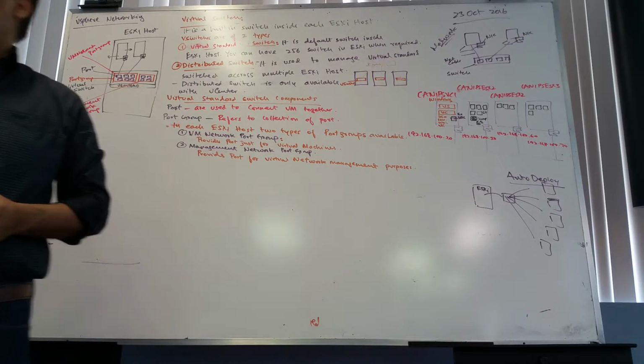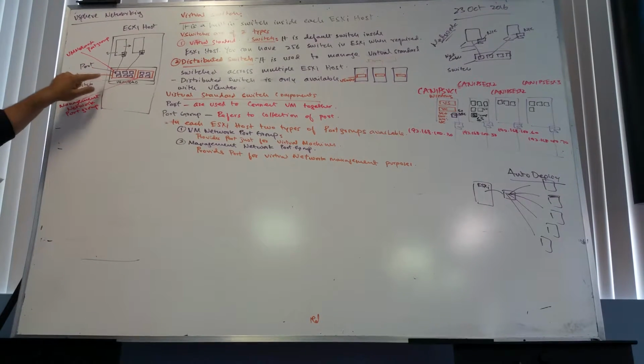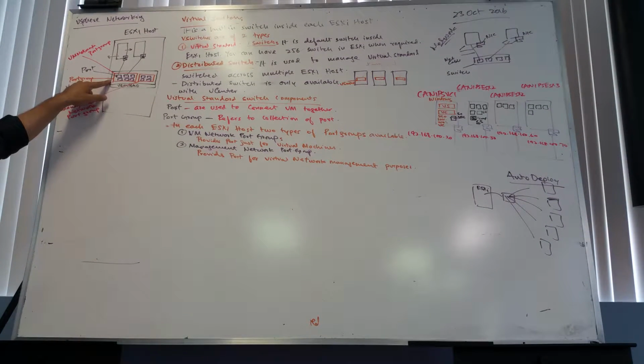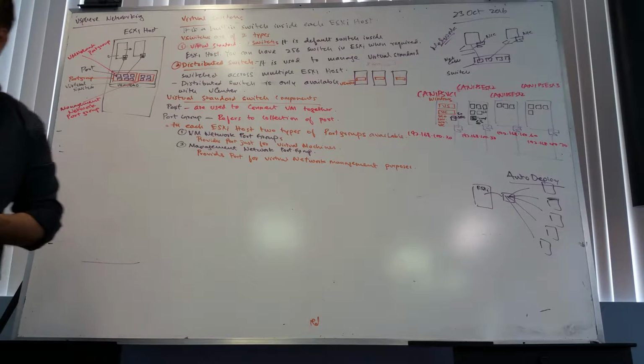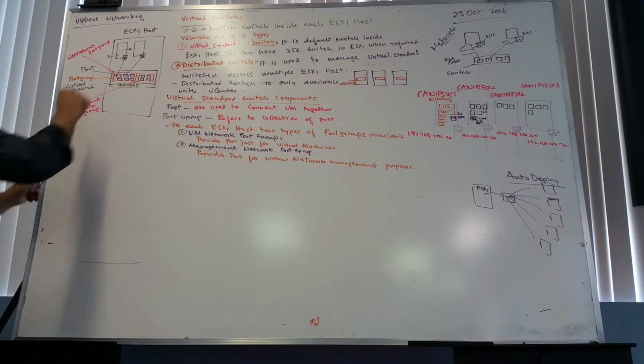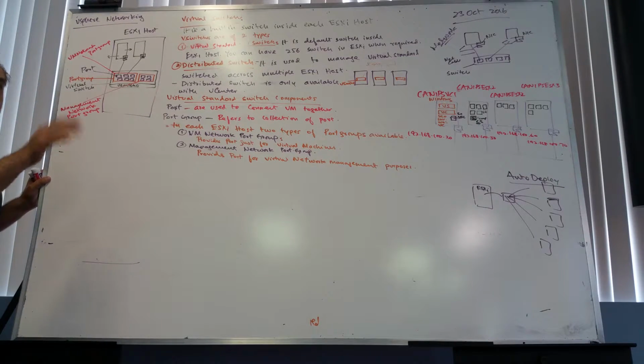Guys, so far, how many components have we seen? Let's look at it one more time. An ESXi host has a virtual standard switch. Each ESXi host has, by default, one virtual standard switch. Each virtual switch has 2 port groups by default, and you can create many port groups inside. But by default, it has 2 port groups.